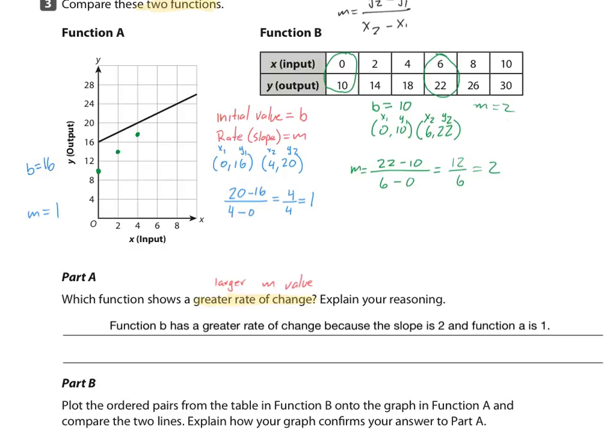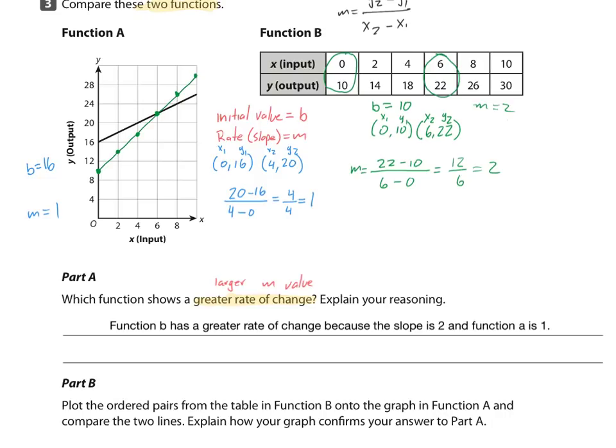And then the next number is 6 and 22, which is going to be somewhere here. And then you have 8 and 26, which is going to be somewhere around here. And lastly, 10 and 30, which is going to be somewhere here. Now, as you can see, and excuse me, my line is not perfectly straight, we're going to connect the points.